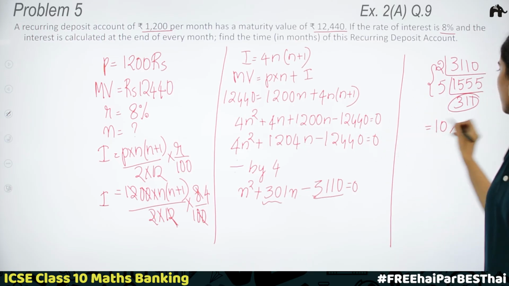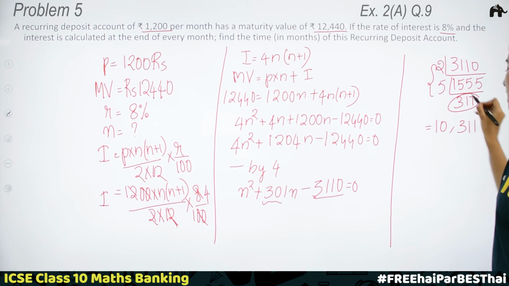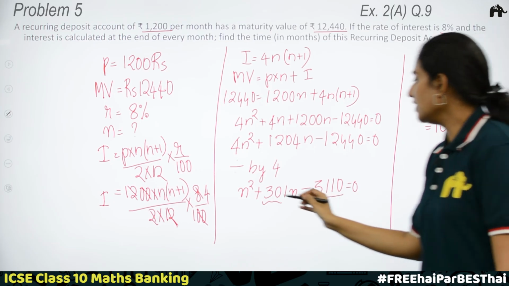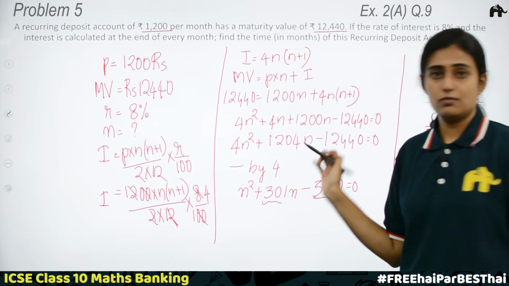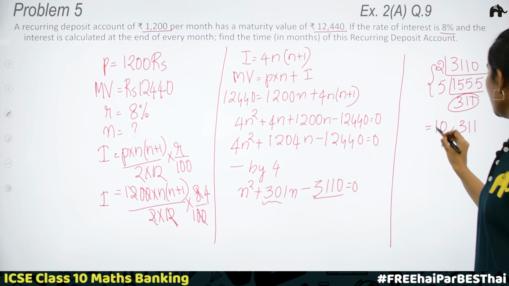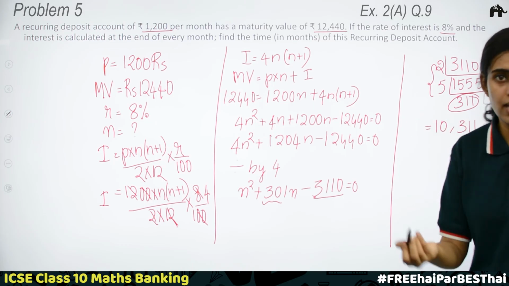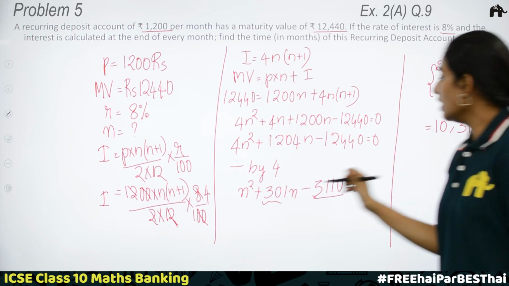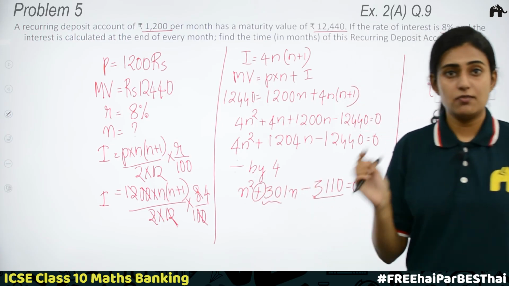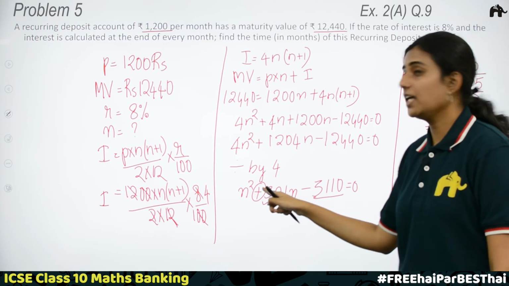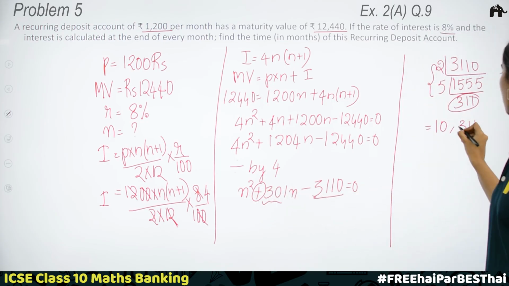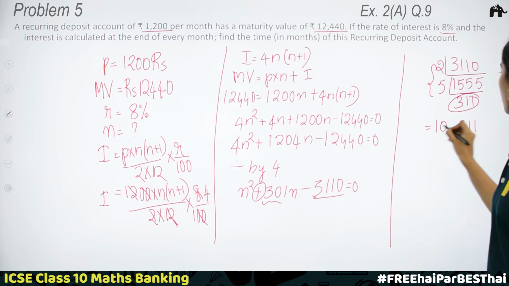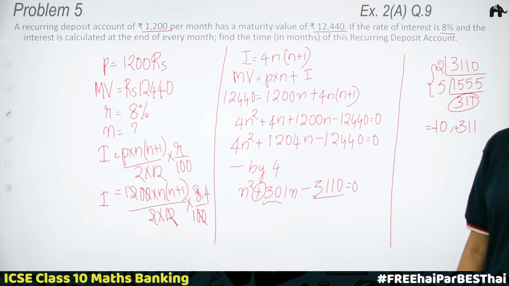Now we need to put the positive and negative signs. Here we have a negative, which means either 10 or 311 should be negative. Here we have a positive sign, which means the greater number should be positive. Since 311 is greater than 10, 311 should be positive and 10 should be negative.